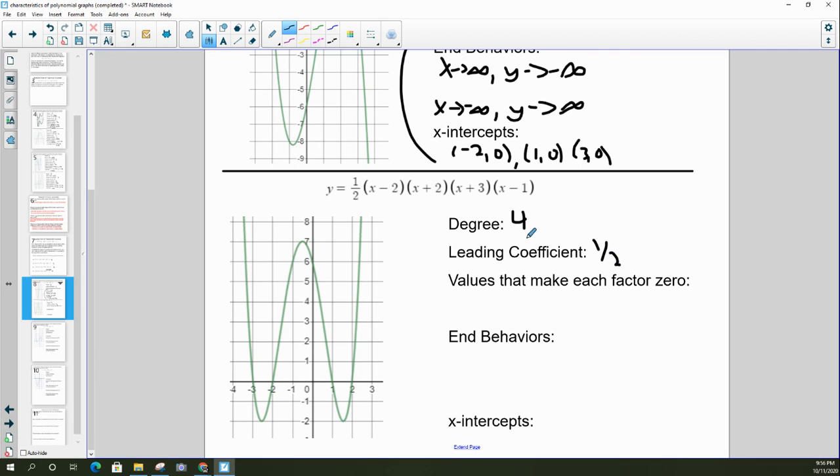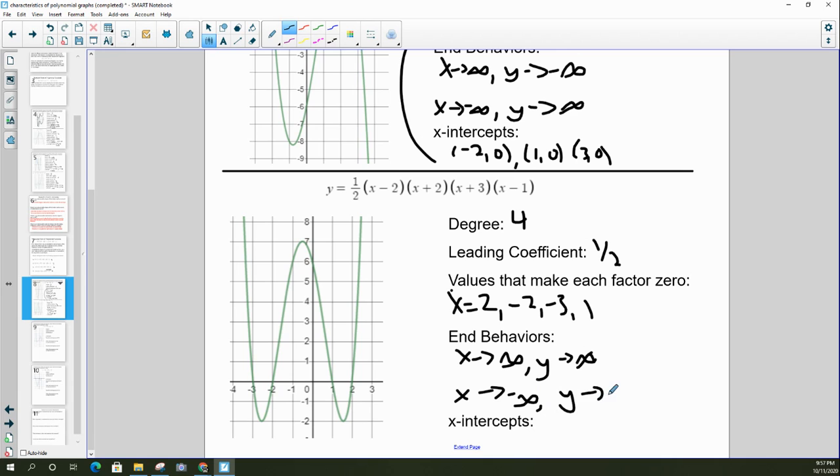All right, so end behaviors even. So the end behaviors should both go in the same direction, which they are. It's positive, so my right end behavior should be going up, and since they're the same, so should my left. All right, what values make each factor 0? So just going in order down the line, I get positive 2, negative 2, negative 3, and 1. Okay, so my end behaviors here, they're both going up. So as x approaches infinity, so the right end behavior, y approaches infinity. Left end behavior, as x approaches negative infinity, y approaches positive infinity.